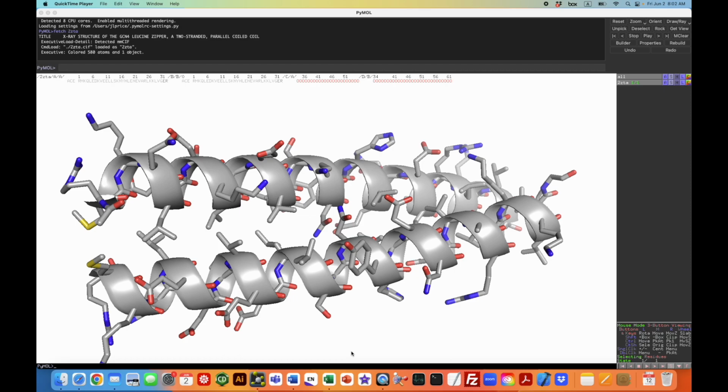Okay. Darken the room a little bit so you can see the screen a little bit better.